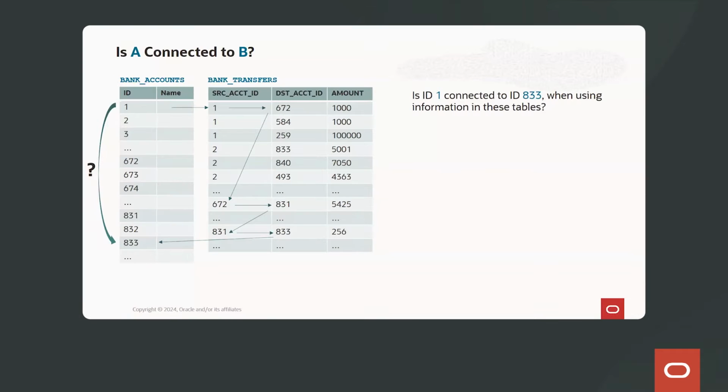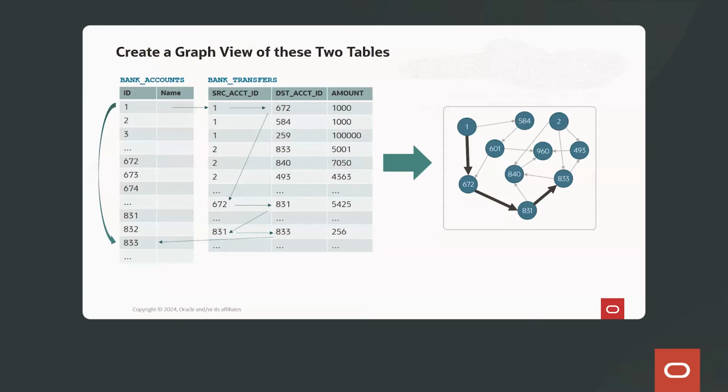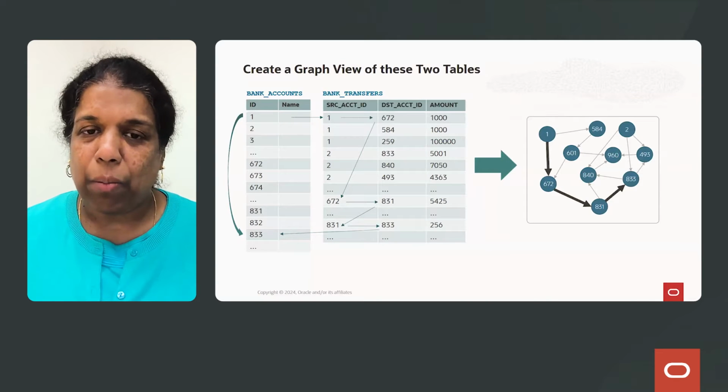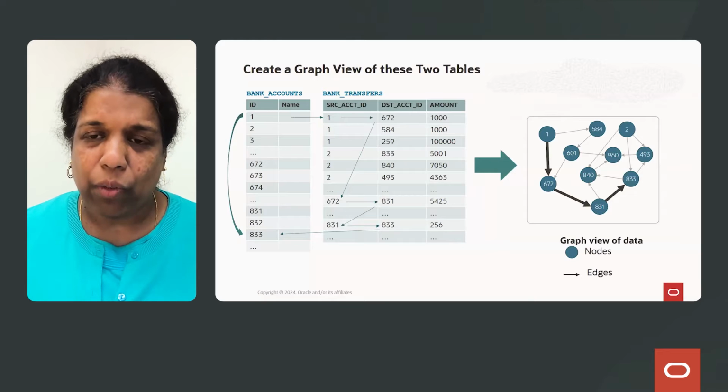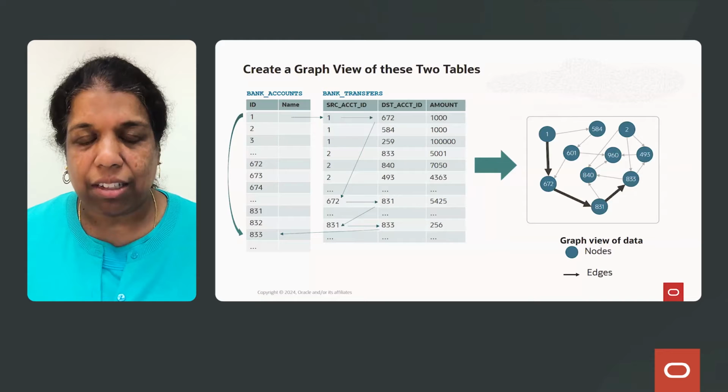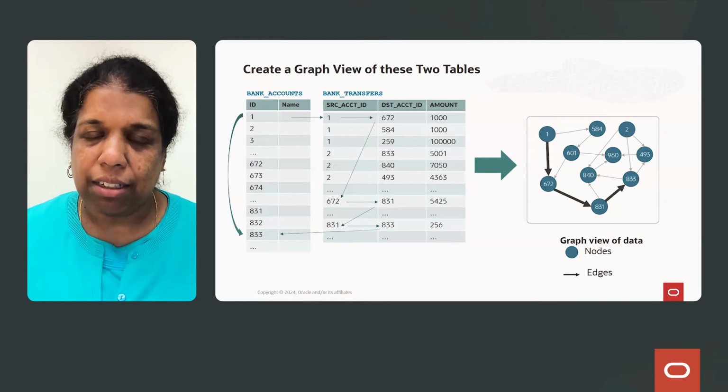If I were to do this with SQL without this new syntax, I would write some joins and some self-join queries to get at that information. But what if I could model my data a little differently in what is known as a graph, so that I can more intuitively see that 1 is indeed connected to account 831. This is the graph data model where you take the same data and represent it as a graph where you have nodes, also known as vertices, and edges. Nodes are represented by circles and edges by lines or arrows.